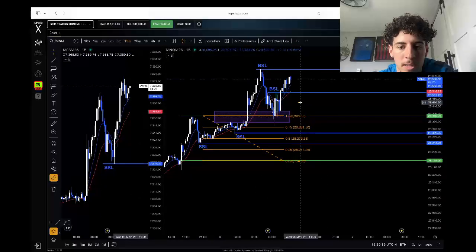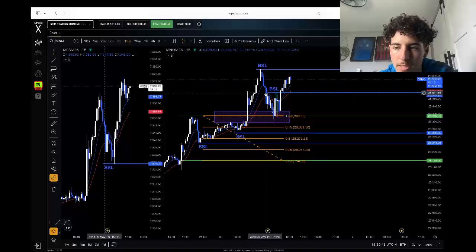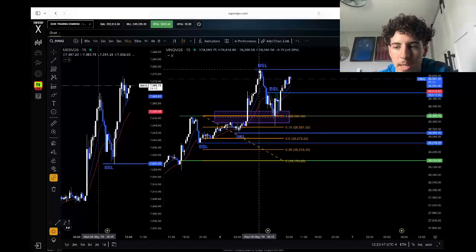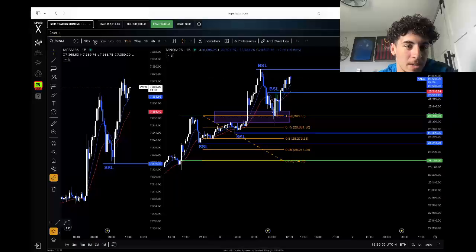And then this is where I decide I'm going to start looking for longs. And then this was my first target on buy side at 28,512, just about. And then obviously external all-time highs, 28,634.